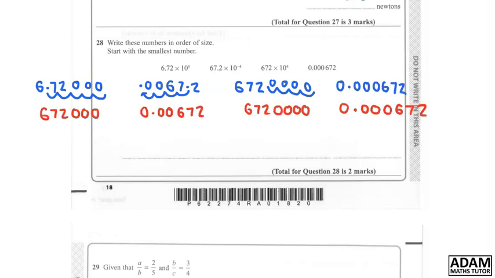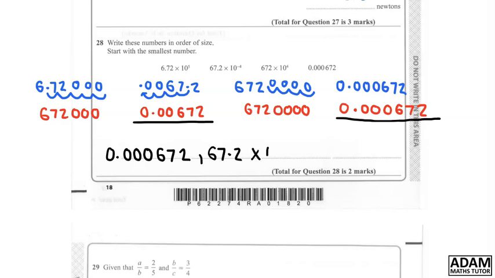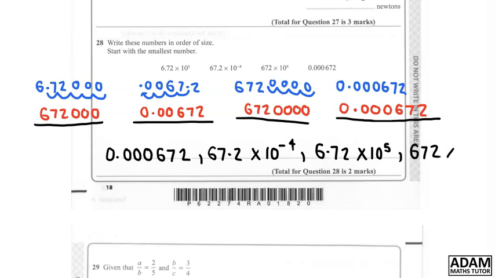Now I should be able to write these in order of size. So I can see that this one here is the smallest. So 0.000672. This one's the next smallest. Don't forget to write down the original: 67.2 times 10 to the power of negative 4. This one's the next smallest, and that was 6.72 times 10 to the power of 5. And the last one is this one here, which was 672 times 10 to the power of 4.